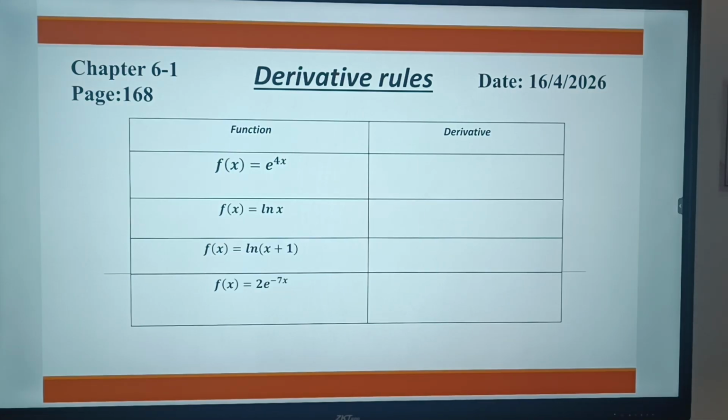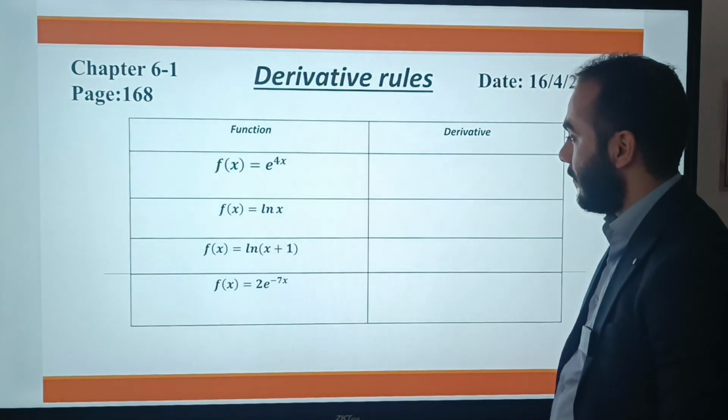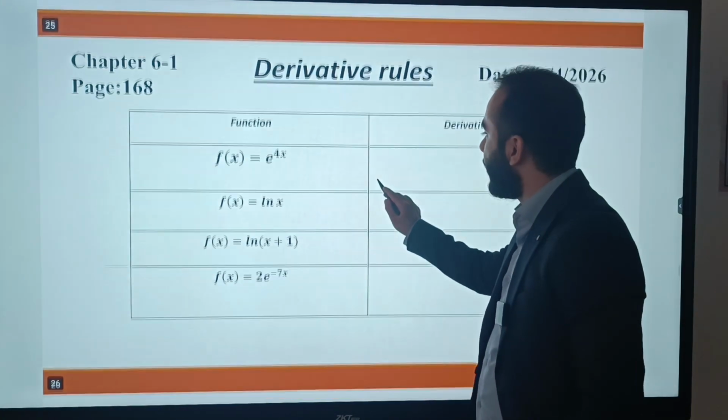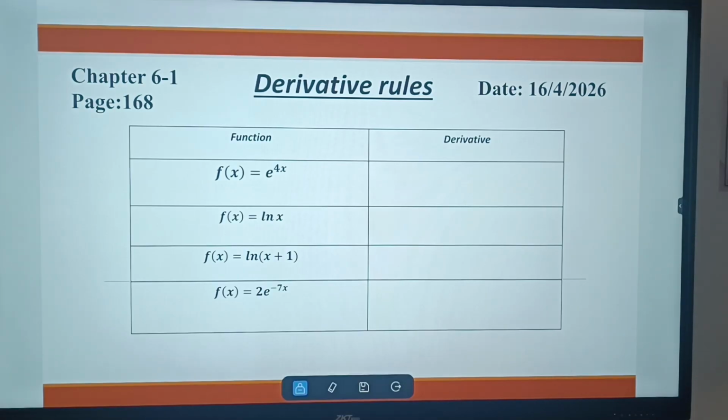Yeah, everything is clear. So f of x equals e powered by 4x. In that case, f prime would be, wait a second.